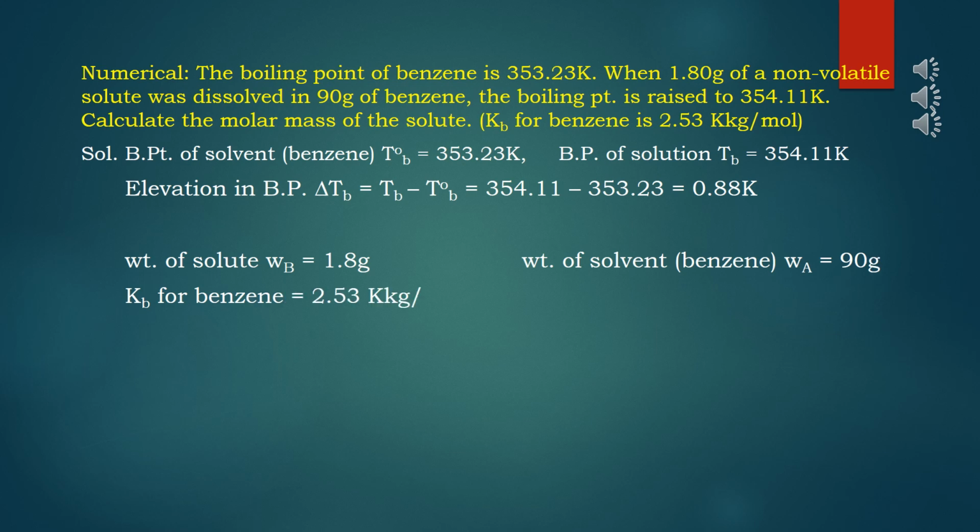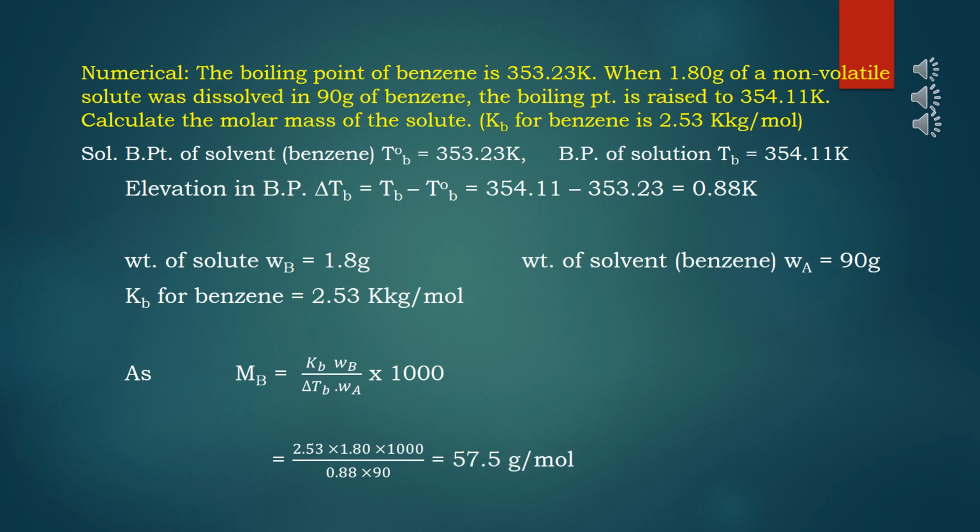So by applying the formula of elevation in boiling point and rearranging it to find out the molecular mass of a solute, Mb is equal to Kb into Wb upon delta Tb into Wa, multiplied by 1000. So by putting the respective values, which are 2.53 into 1.80 into 1000 divided by 0.88 into 90, which comes out to be 57.5 gram per mole.